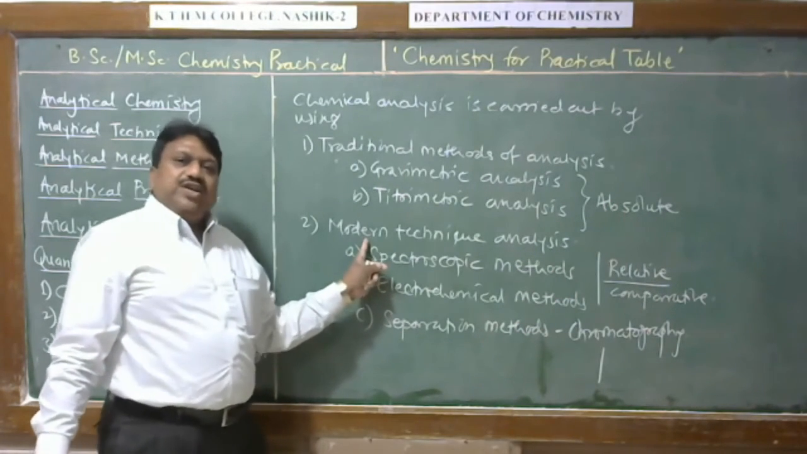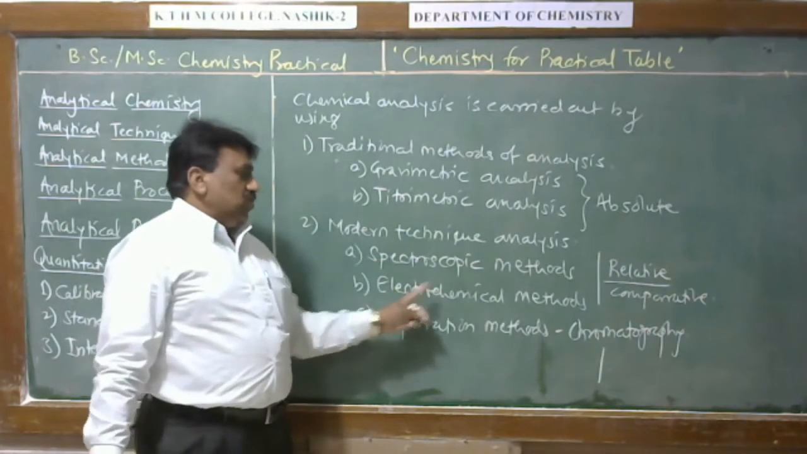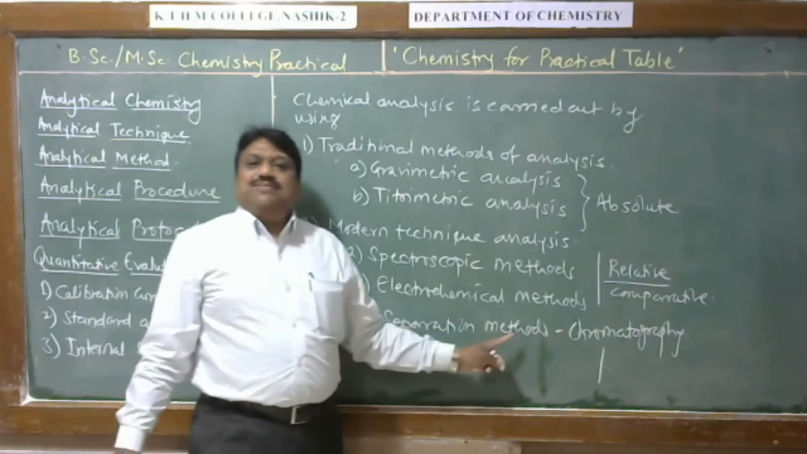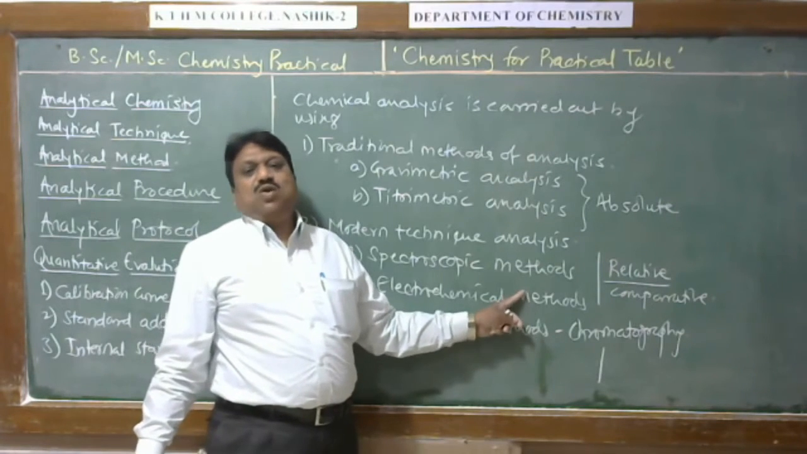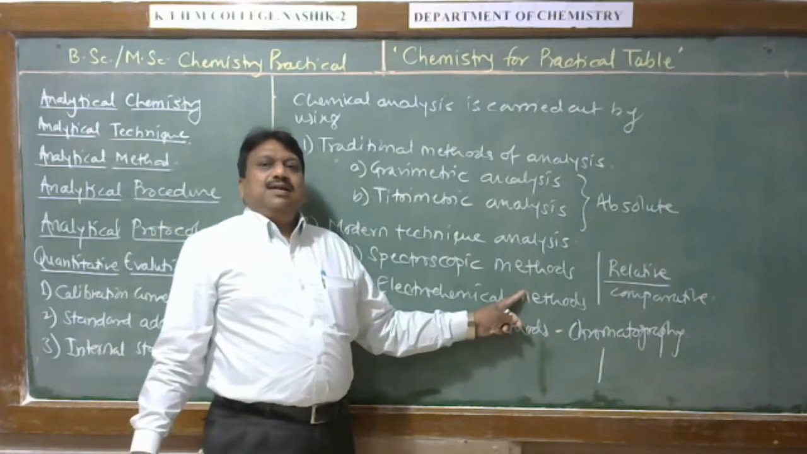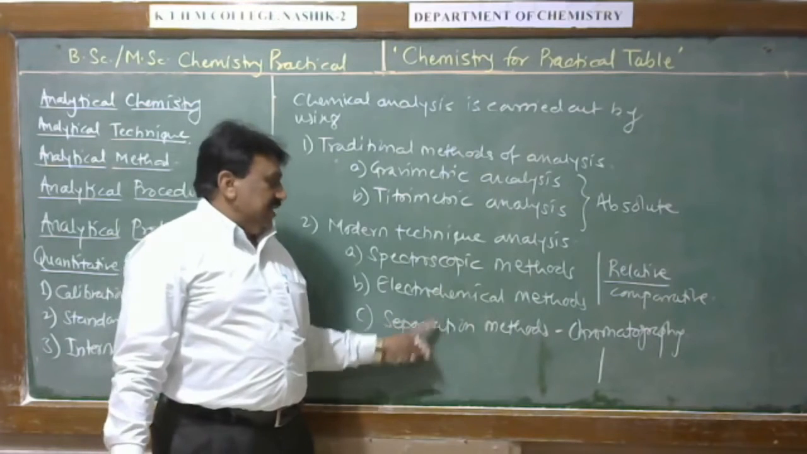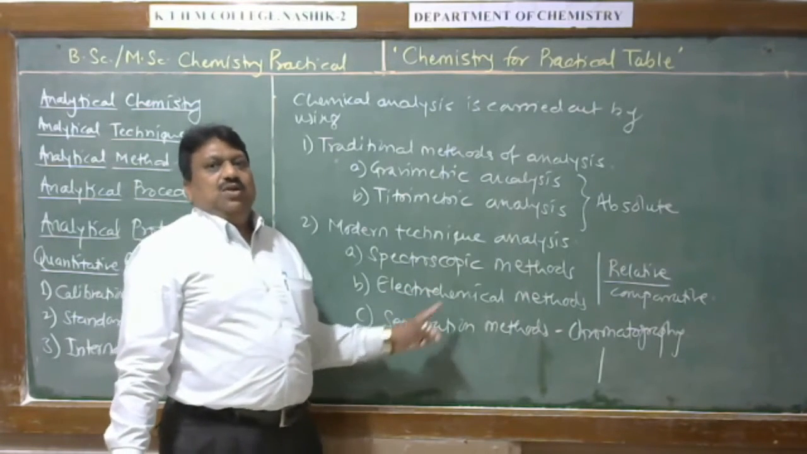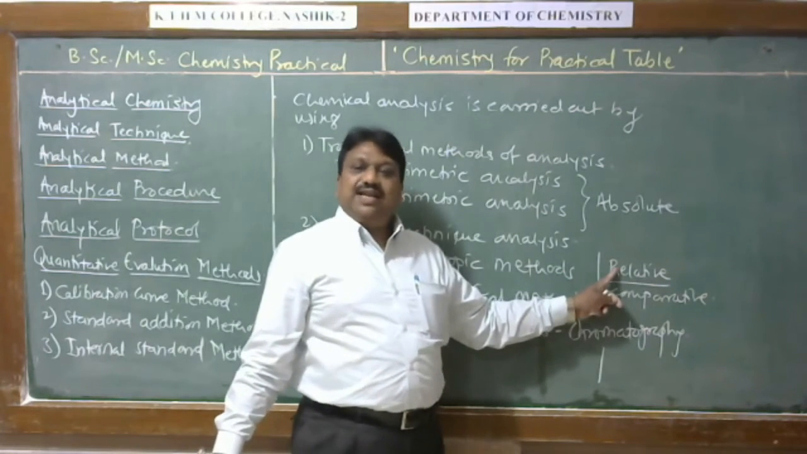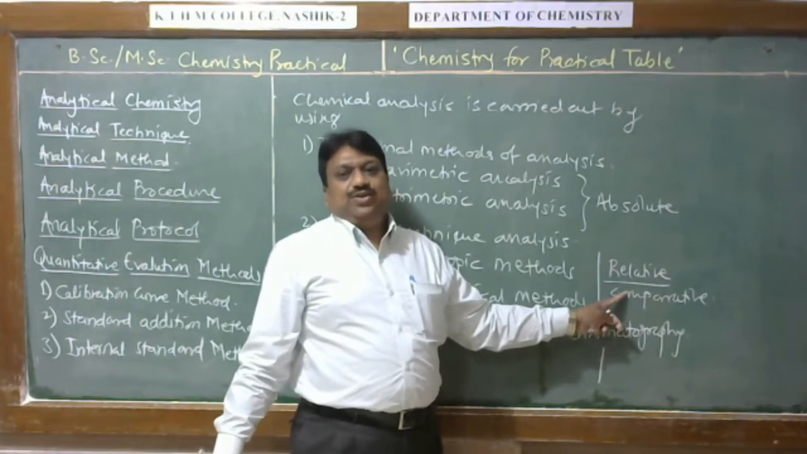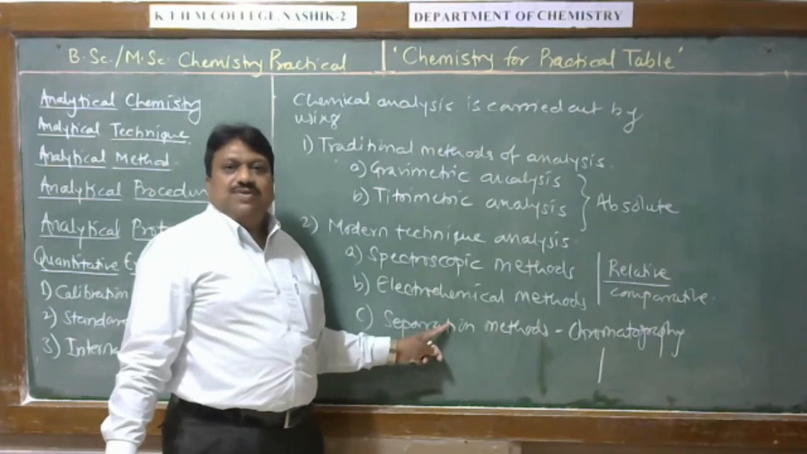While in modern techniques or instrumental techniques of analysis, particularly the spectroscopic method, electrochemical method or chromatographic separation method, these are the comparative methods. Means here we can determine the concentration of the sample by comparing its results with the standard. Therefore, in this technique, we always require a standard solution for obtaining the concentration of the sample. Therefore, these methods are called relative methods or comparative methods of analysis. Without a standard, we cannot determine the concentration of a sample.